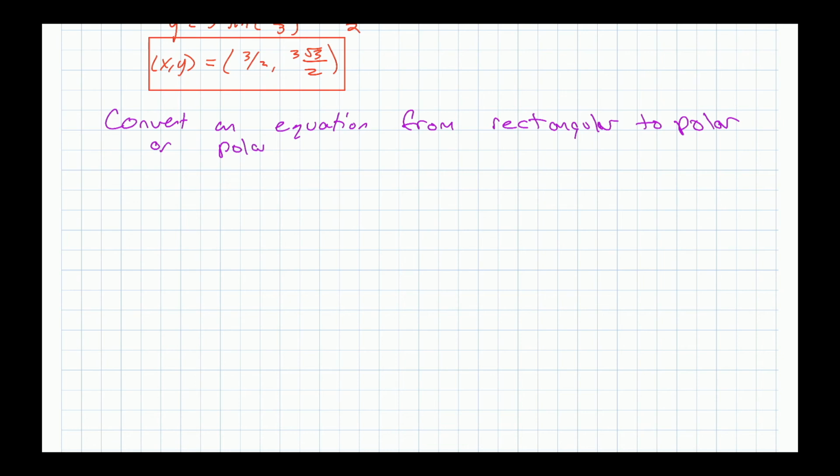Polar to rectangular. Basically the idea is you use all of the same equations, but which one you need depends on the form of the equation that you're using. So you can use any of the conversions above to help you.